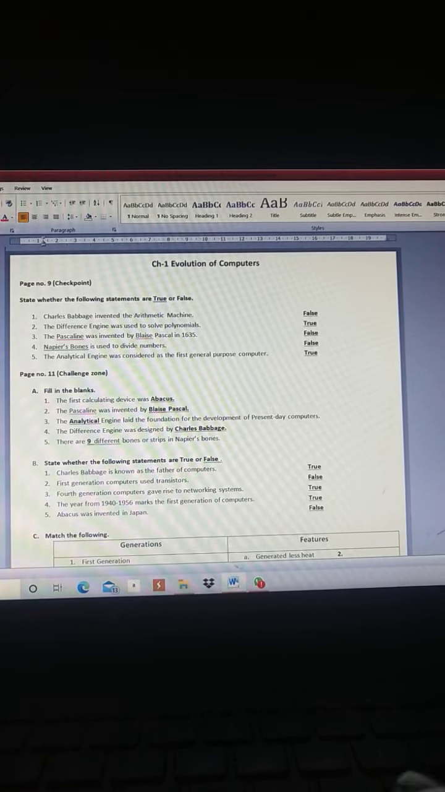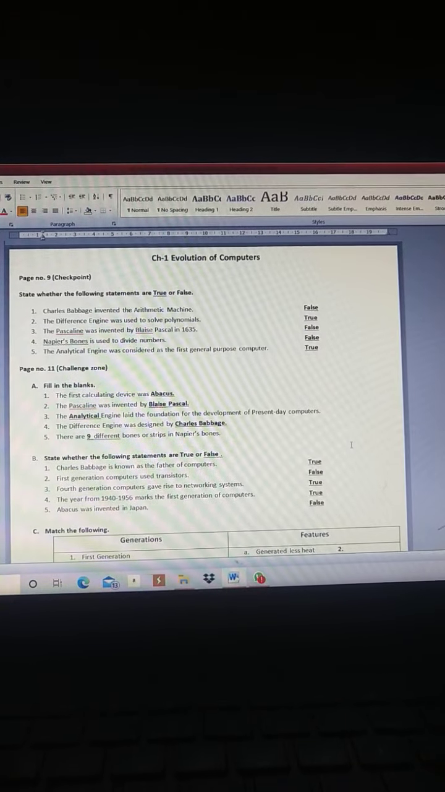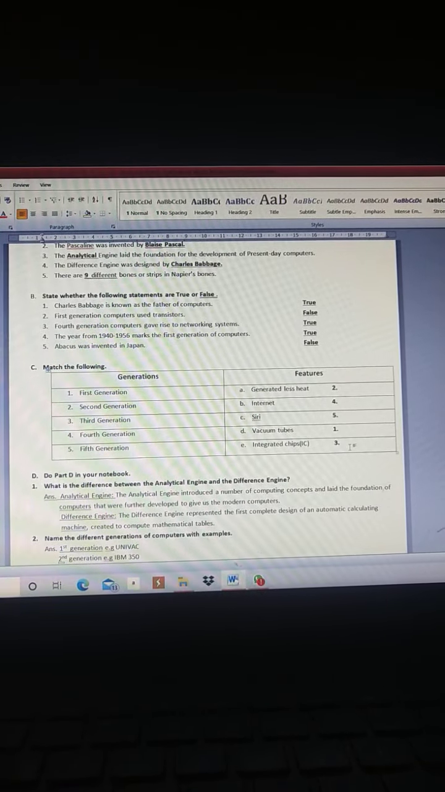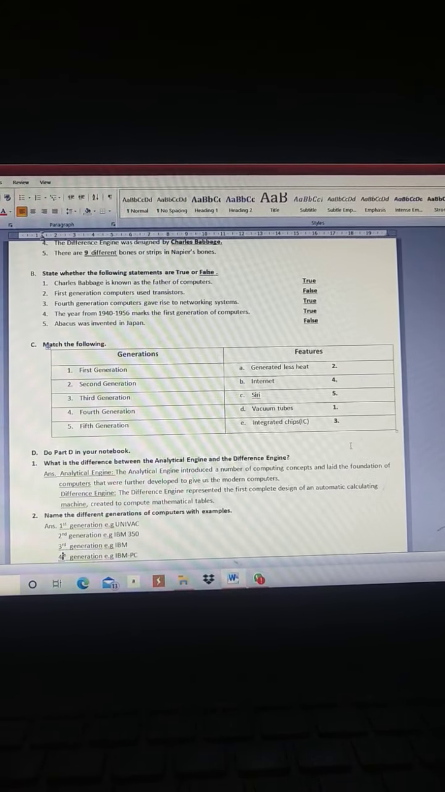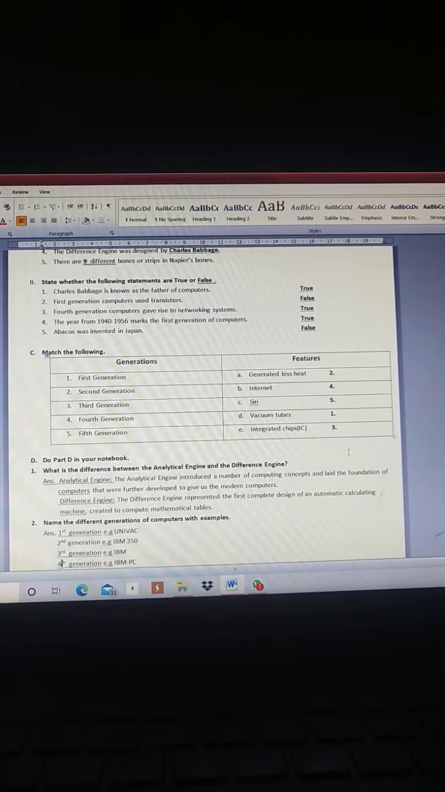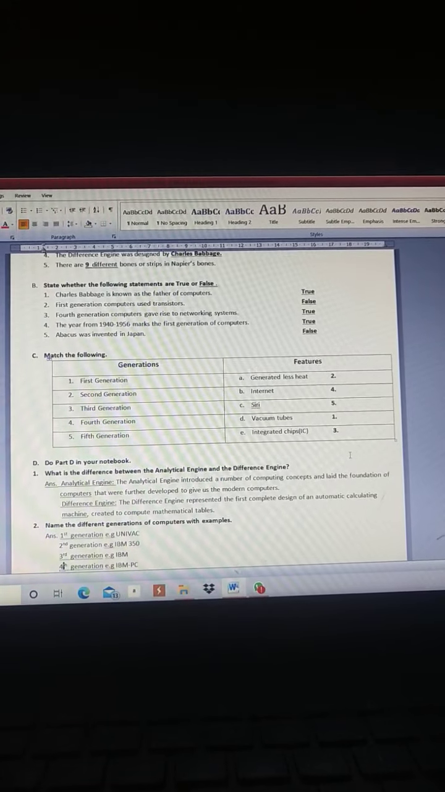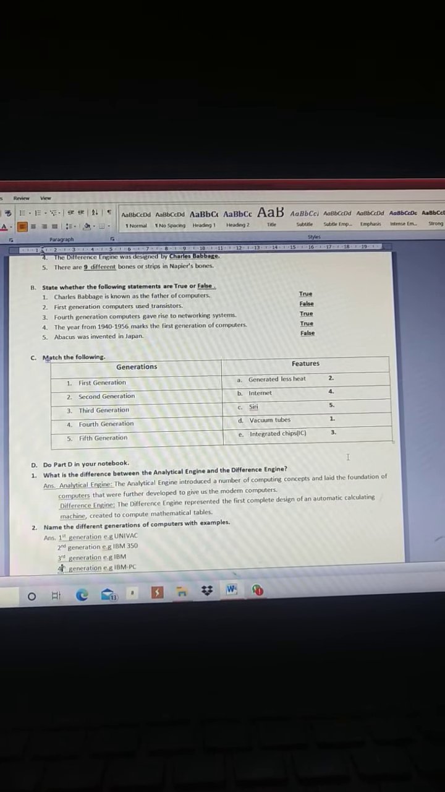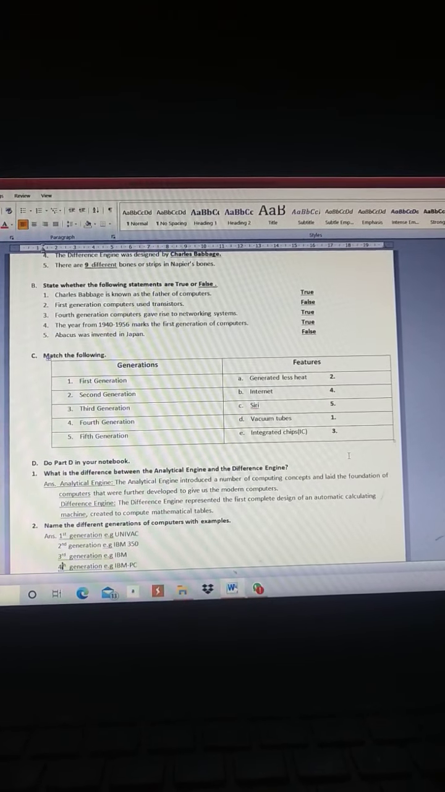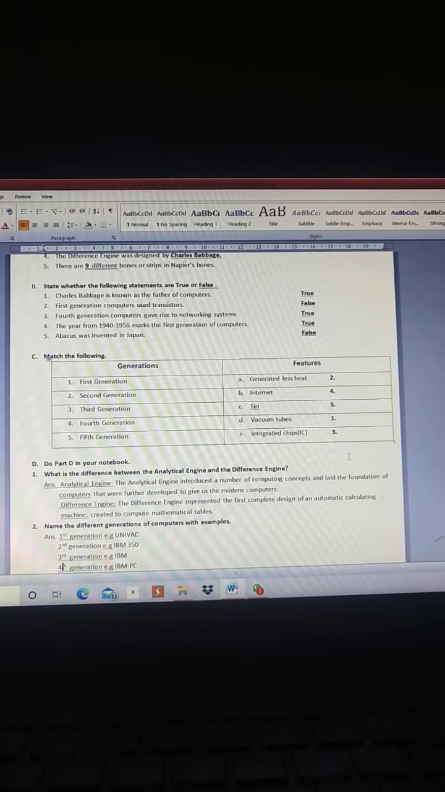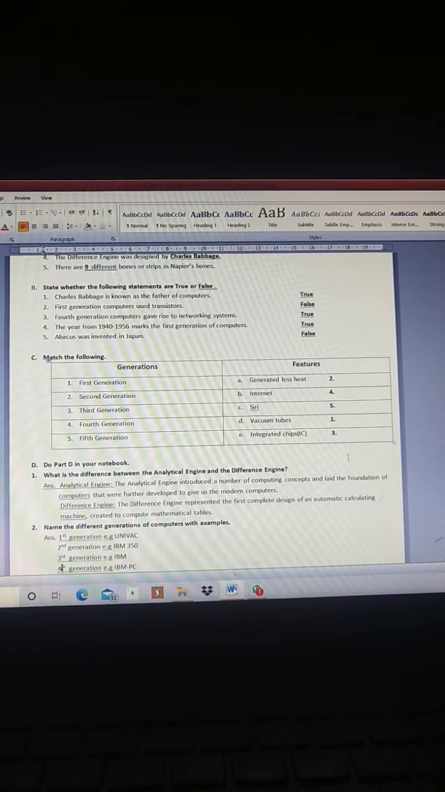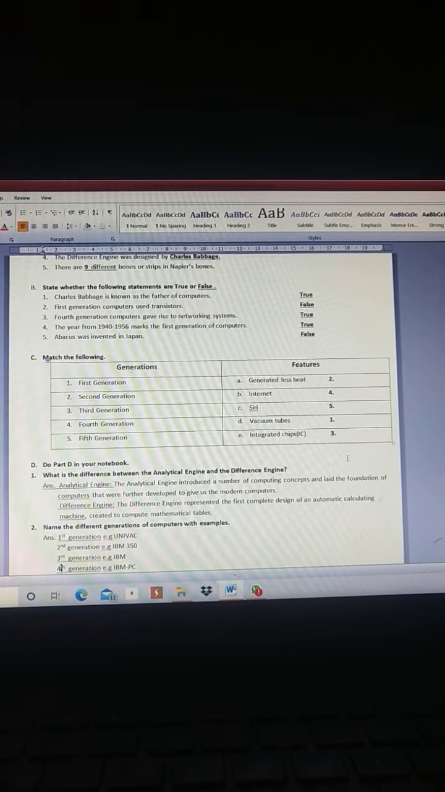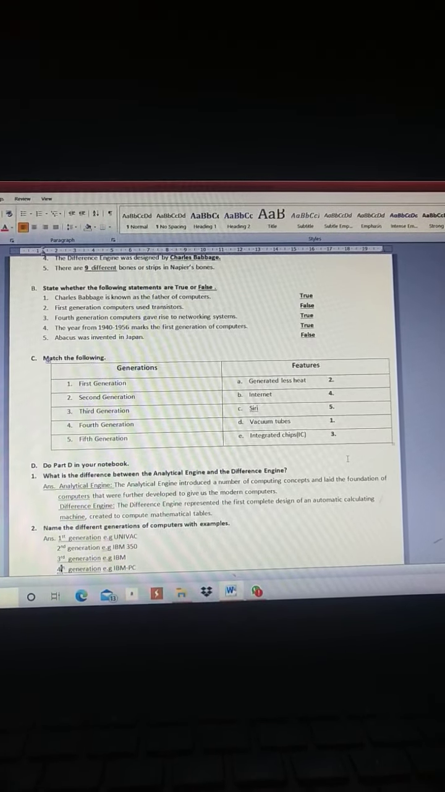Next we have C part, match the columns. In the first column you have generations and in the second, features. So you have to match the generation with the features. First is first generation computer. In first generation computers, vacuum tubes were used, right? So we will match number 1 with D option. Second generation computer, they generated less heat, right? So number 2 will be matched with A part.